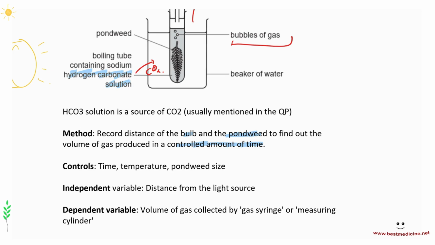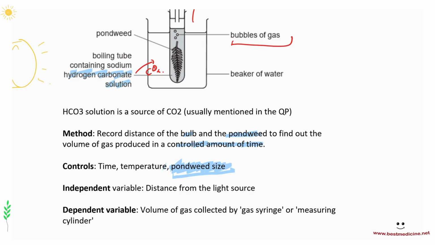Now, what are the controls of this? Well, the controls would be anything that affects the rate of photosynthesis. For example, if you have a pond weed that has a greater mass, or a greater size or greater amounts of leaf surface area, then that's going to increase the photosynthesis rate, right? So pond weed size, you need to control it. Maybe use the same pond weed to repeat the experiment.